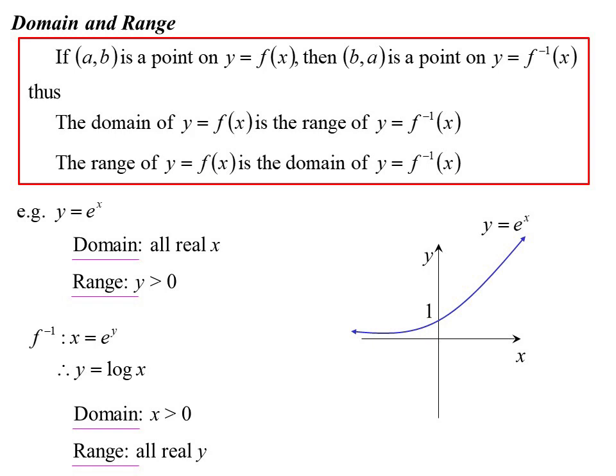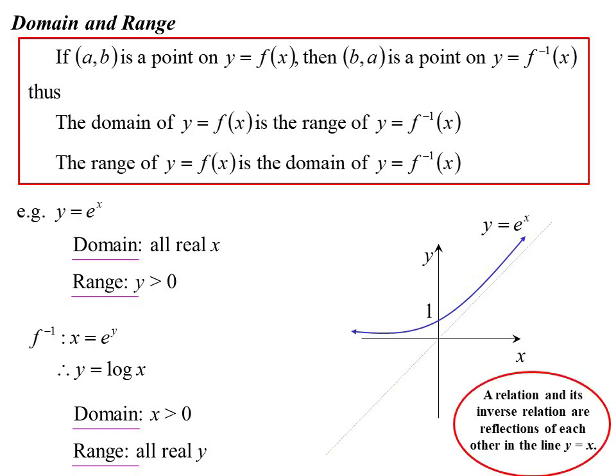Its domain does turn out to be x is greater than 0, and its range does turn out to be all real y. If I draw it, they should be reflections of each other in the line y equals x. And so there's our log curve.